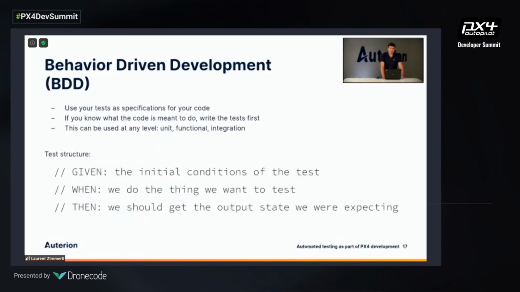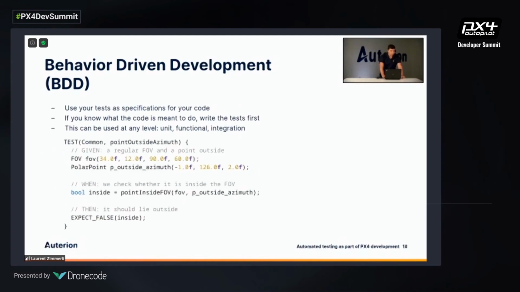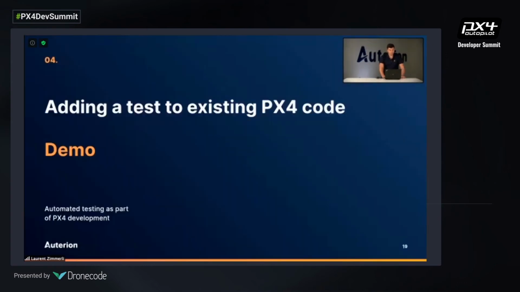When you're doing your testing, it can often fit into a framework we call behavior-driven development, where you use your test as specification for your code. We set it up with a given, when, then. Given the initial conditions of your code, when we do the thing we want to test, then you should get your outputs. And here's a real example, but I'm going to do a demo for you now with an actual real example.